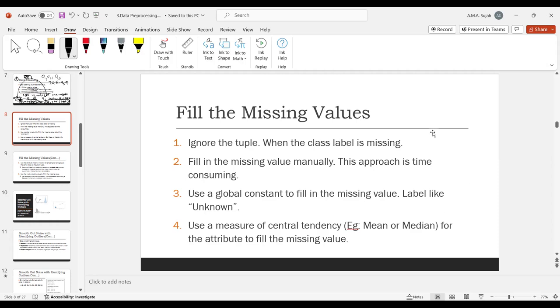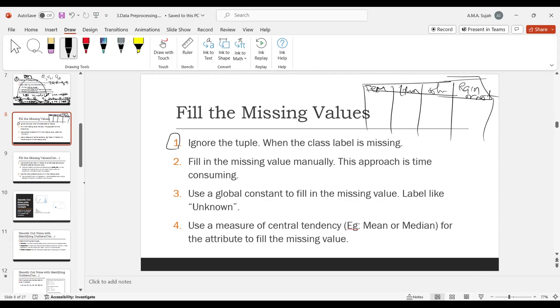So now we will look at the first type of situation: we ignore the tuple. Just imagine you have a table, a data set, with temperature, humidity, soil moisture, and some other parameters. Based on these, you are telling whether today there is a rain possibility or not, rain or not. This is your class label.